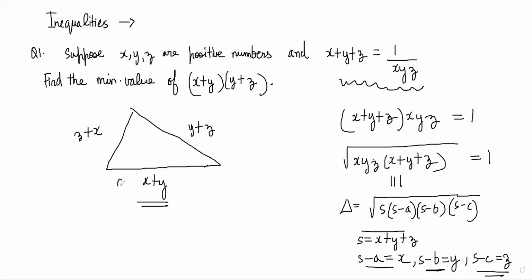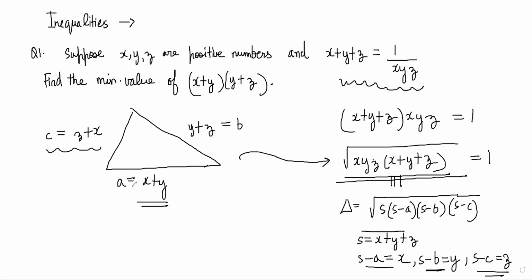If you have a triangle with these sides, A is equal to this, B is equal to this, and C is equal to this, then you should easily realize that S will become x plus y plus z, and S minus A is, in this case, z. S minus B is basically x, and S minus C is y, right? So in this triangle, we have root over x plus y plus z into x plus y plus z is 1.